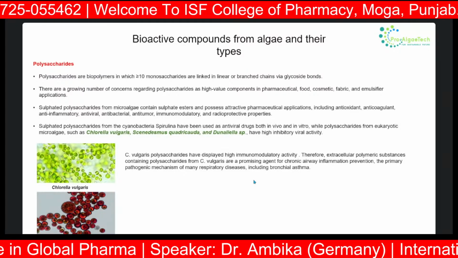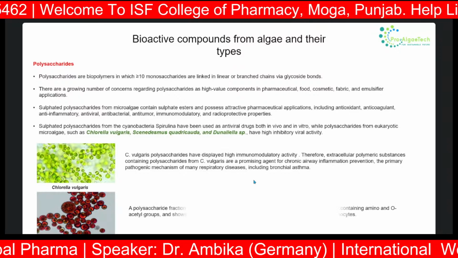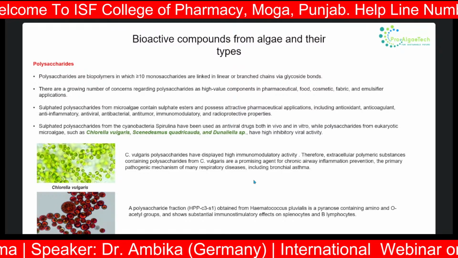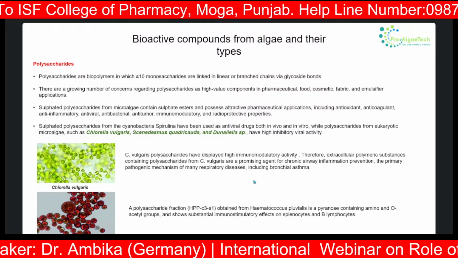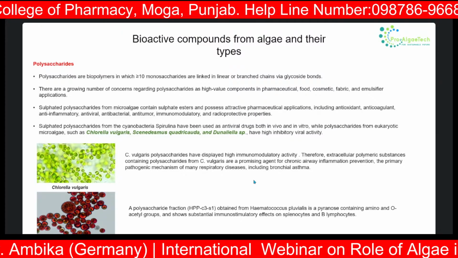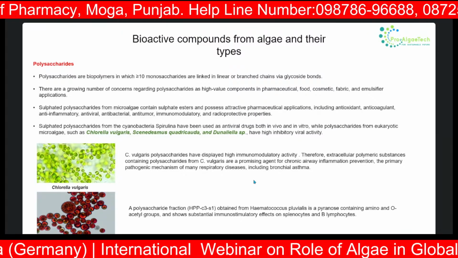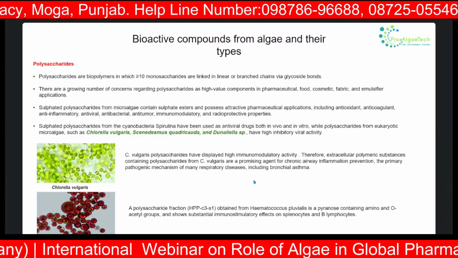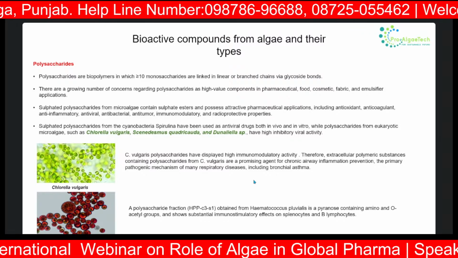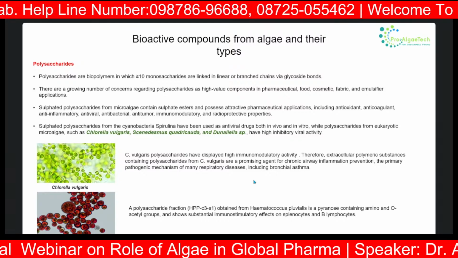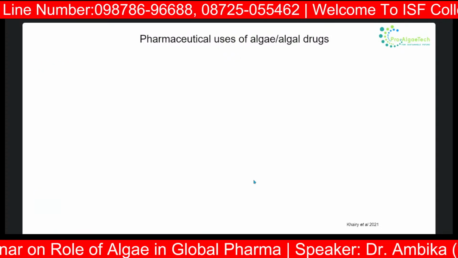Another is Haematococcus pluvialis, which has the polysaccharide fraction HPPC3S1 obtained from Haematococcus pluvialis. It is a polysaccharide containing amino acids and O-acetyl groups and shows substantial immunostimulatory effects on splenocytes and B lymphocytes.